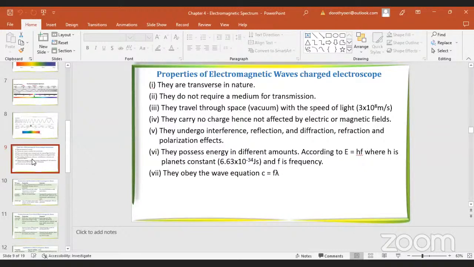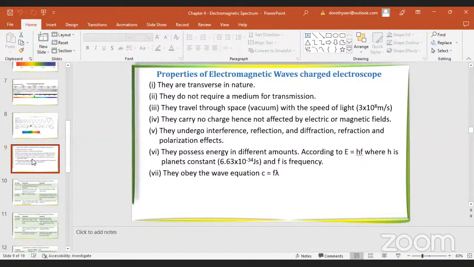Now, if we go back again to Form 1 work, when you are looking at modes of heat transfer, when we are looking at radiation as one of the modes of heat transfer, we normally indicate that no medium is required. At your level now, you should be able to say that heat transfer by radiation is by electromagnetic waves. So that is the second property. They do not require a medium for transmission.